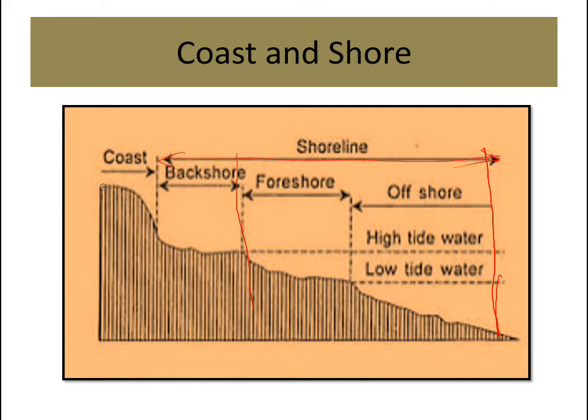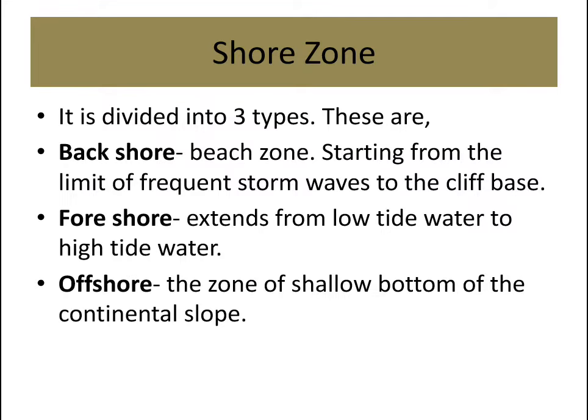So this is the coastal region, this is the cliff, and the zone immediately behind it is called the coastal zone. This zone is called backshore, and towards the sea is offshore. Between the backshore and offshore, this zone is called foreshore. The high tide water reaches up to here, the cliff base, but the low tide water reaches just below that.